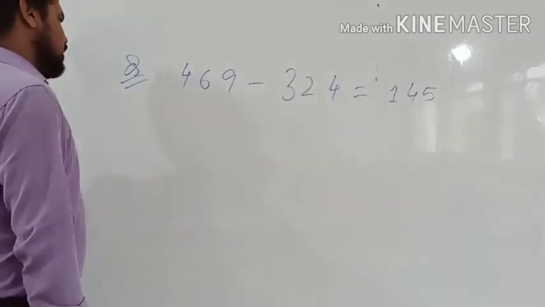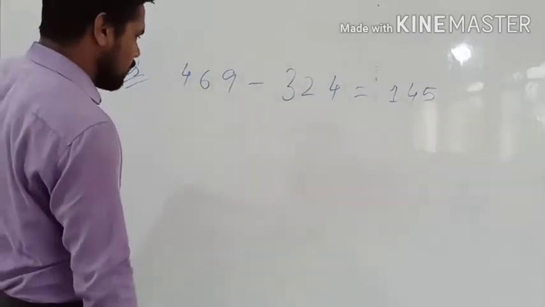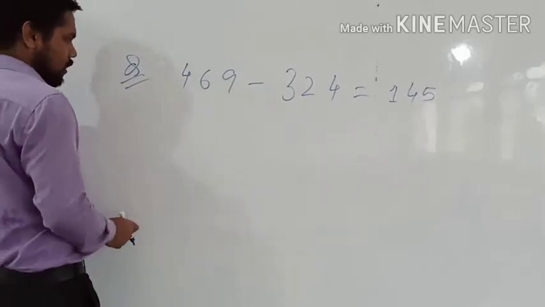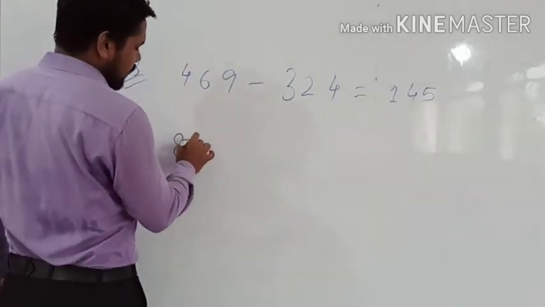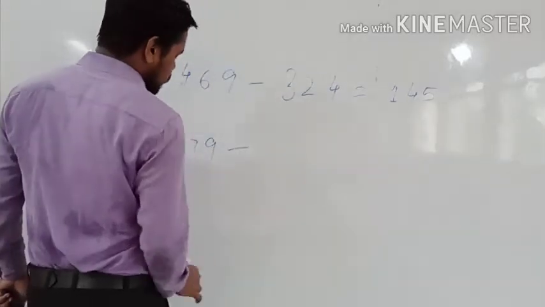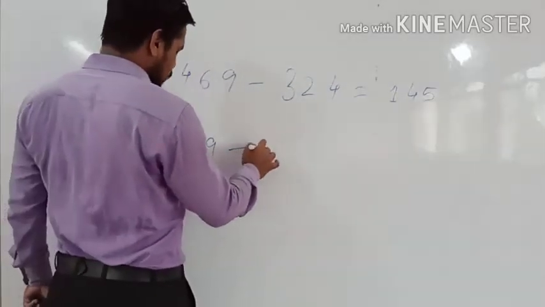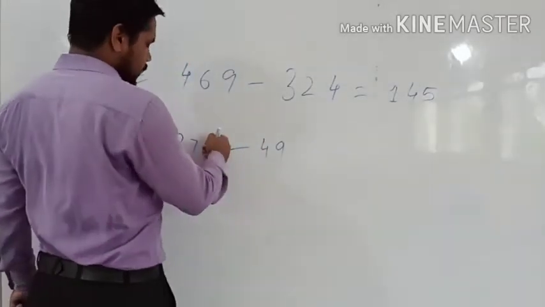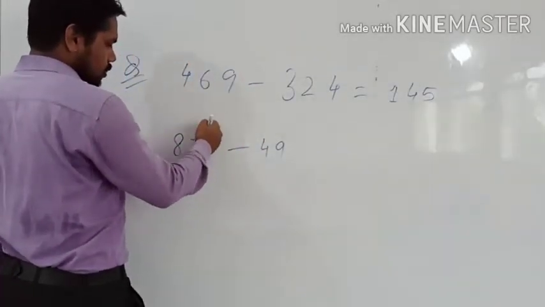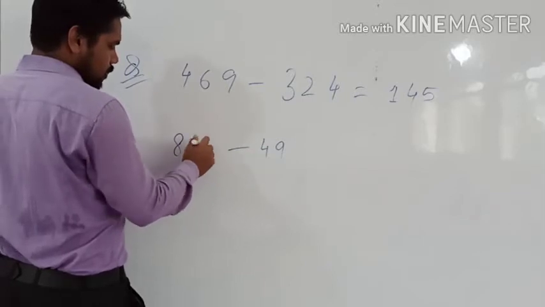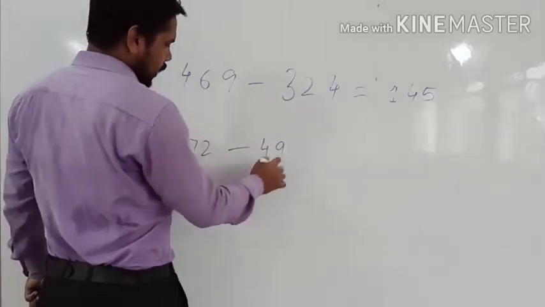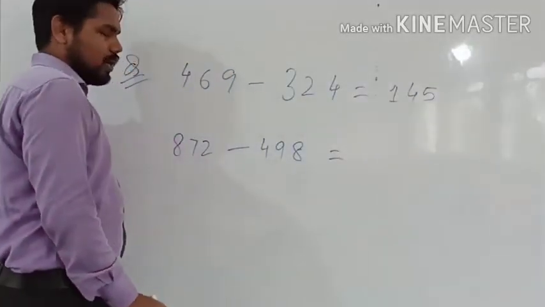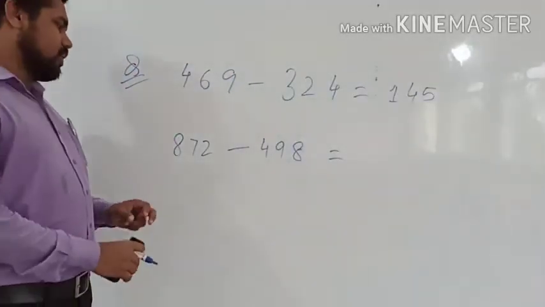Okay. Now suppose it is related to borrowing. The previous one was very simple because there was no carry. So suppose it is related to carry, then how can you do it? Suppose it is 879 and you have to subtract 490. You take this one smaller number as 2, and you take here 8. Now how can you do it? Because this is related to the carry.